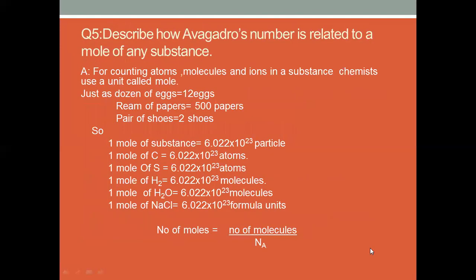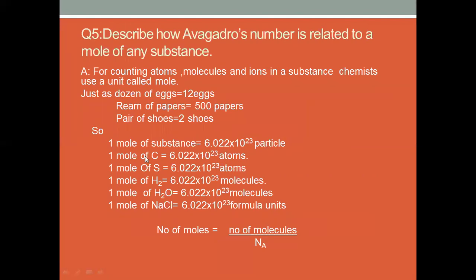Describe how Avogadro's number is related to a mole. Again, I explained it before. For counting atoms, molecules, and ions, we need a unit. That unit is called the mole. Just as one dozen eggs means 12 eggs, a ream of paper is 500 sheets, and a pair of shoes is 2 shoes, one mole of a substance is equal to Avogadro's number of particles.